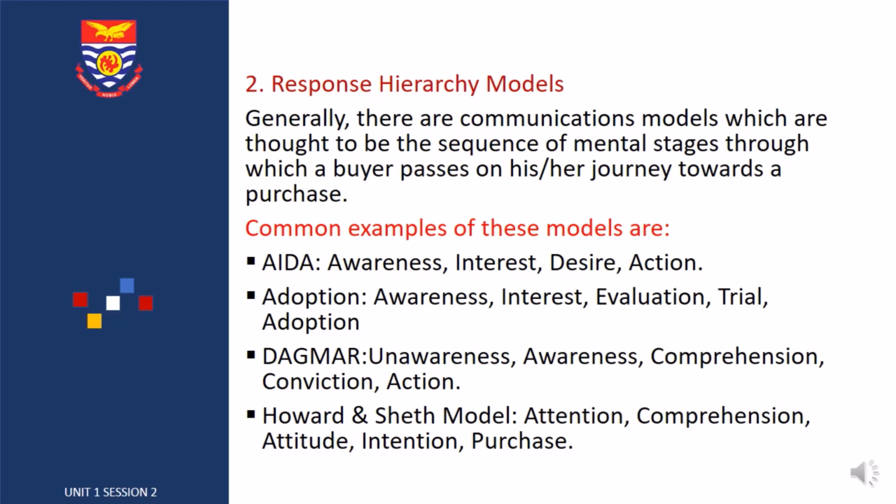Okay, now we have another one. We have the adoption model. The adoption model talks about awareness, interest, evaluation, trial, and adoption. So the adoption model is saying that before a consumer can buy something, the person will need to be aware and have the interest. After having the interest, you have to evaluate the various options. After evaluating the various options, you have to try. And after trying, you decide to adopt it, to use that particular product.